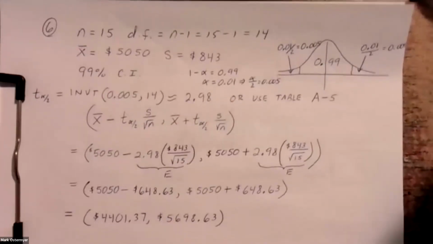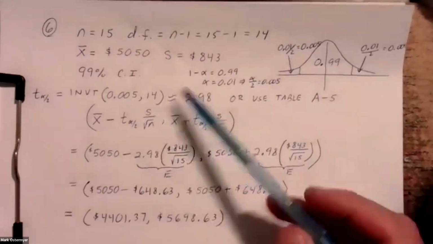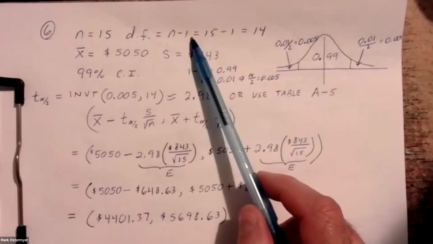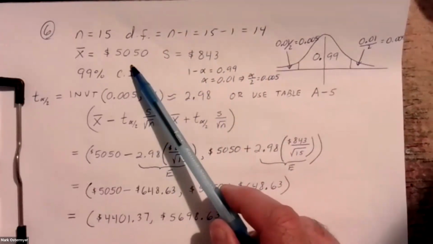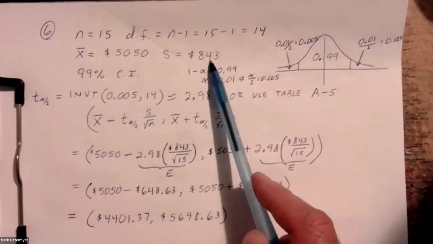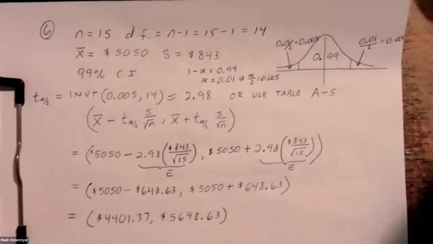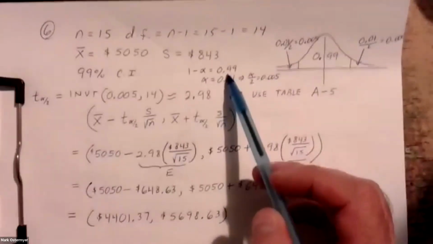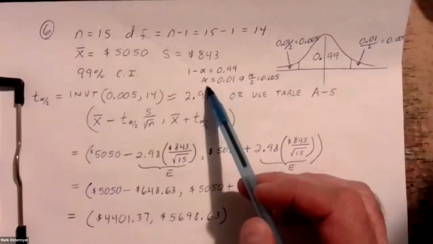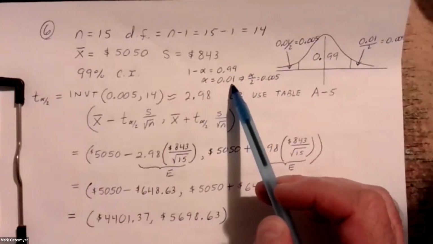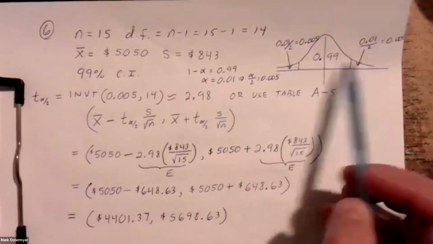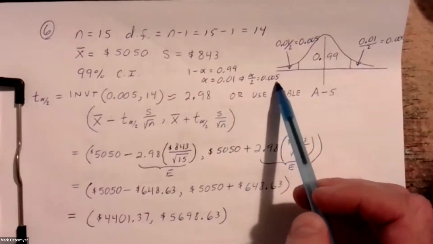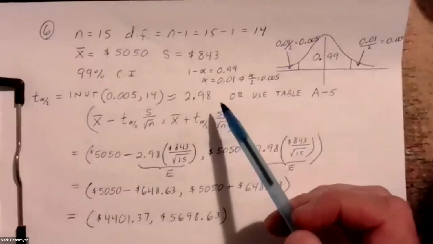All right, so our sample size is 15. Therefore, we're going to have 15 minus 1, or 14 degrees of freedom. Sample mean is $5,050 and the sample standard deviation is $843. Now 1 minus alpha is 0.99, since they want us to build a 99% confidence interval, which means alpha is 0.01, which means 1% is equally allocated for the lower and upper tails of the student t distribution. So 0.01 divided by 2 is 0.005. So now we've got to find the critical t values.